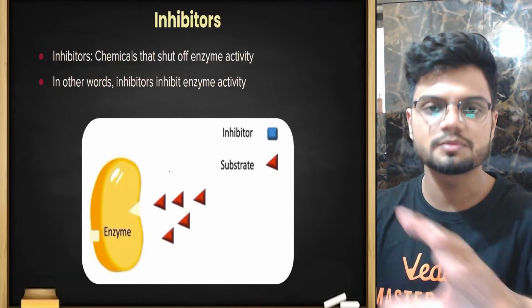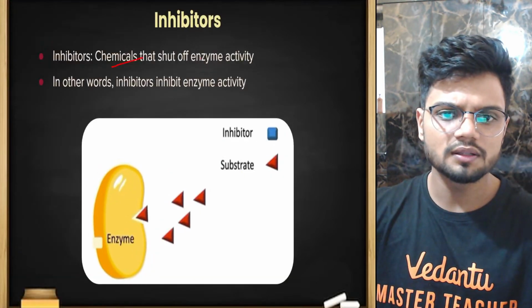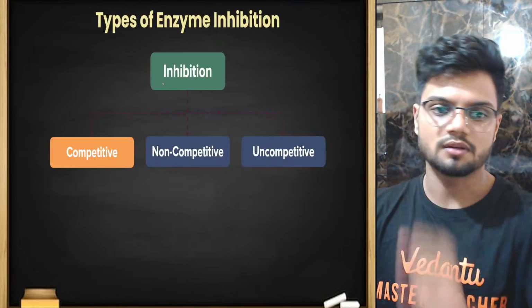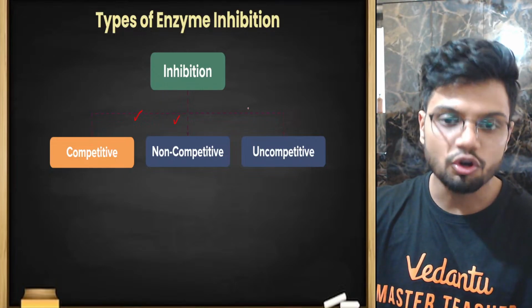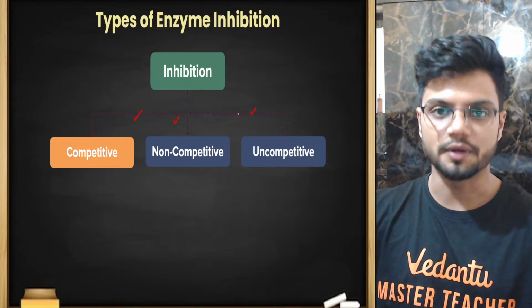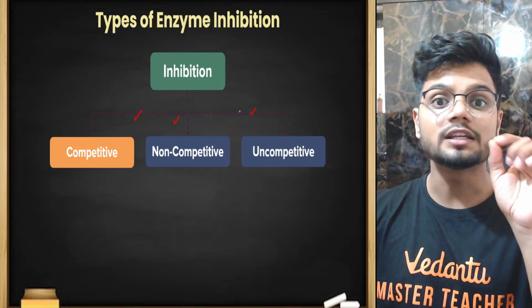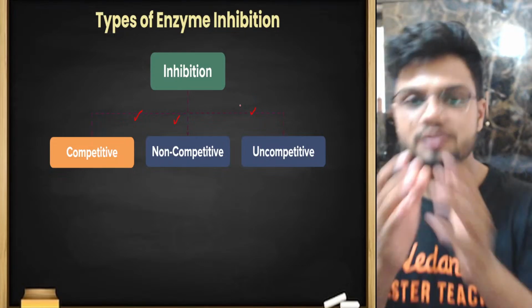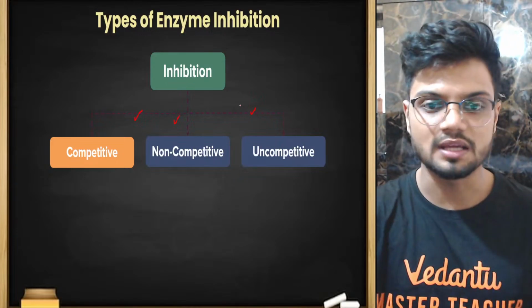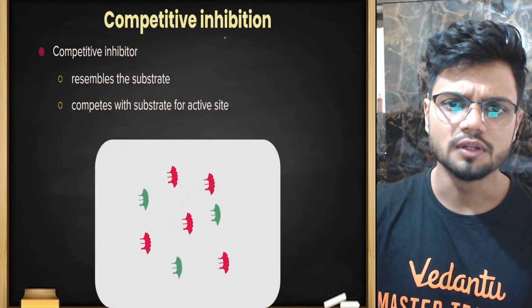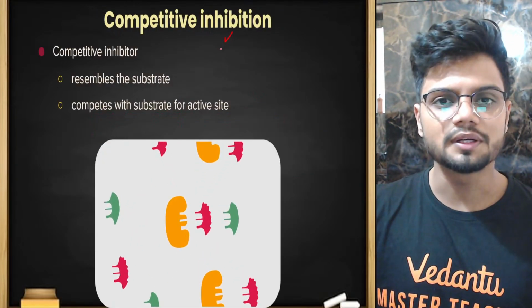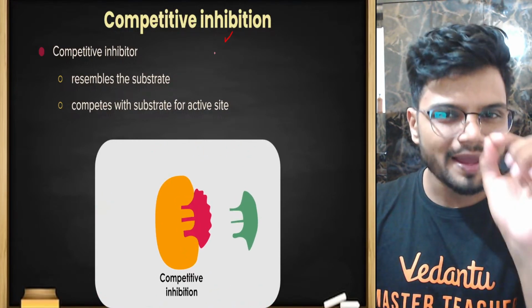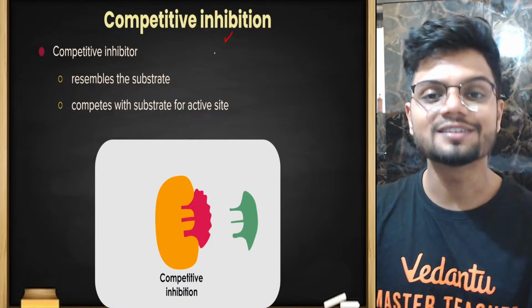An inhibitor is a chemical that shuts off the enzyme activity completely. Here we have different types: competitive, uncompetitive, and non-competitive. These are three different types of inhibitors which completely stop the enzyme activity. For example, look here, competitive. A competitive inhibitor is in a competition, and since it is in a competition, it will look exactly like the substrate.